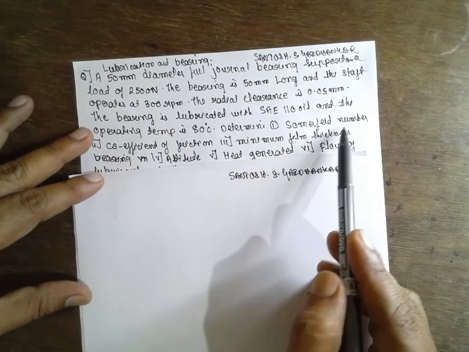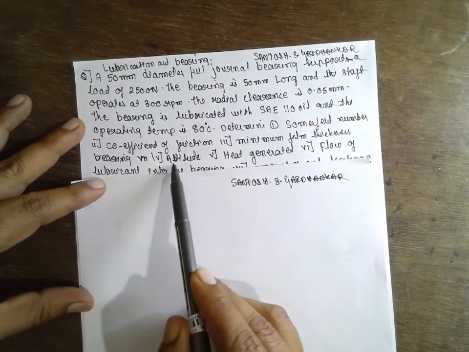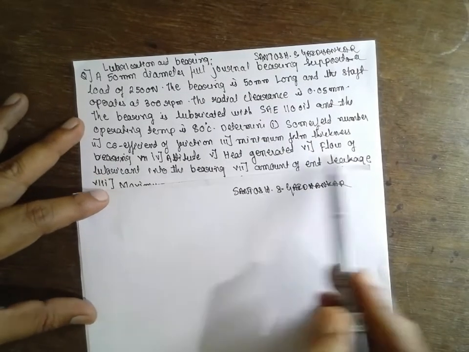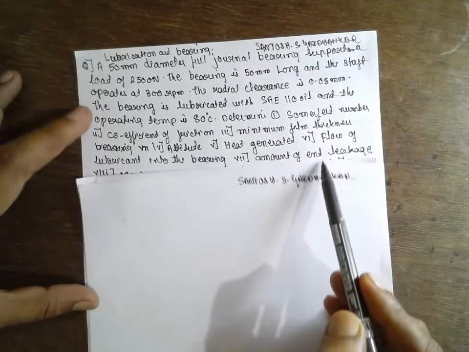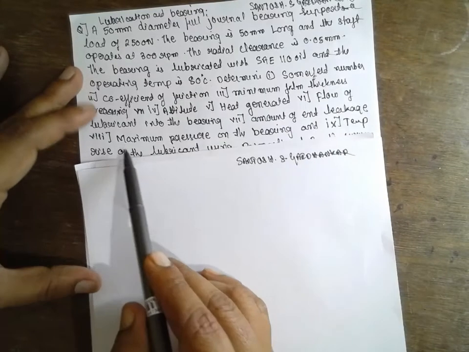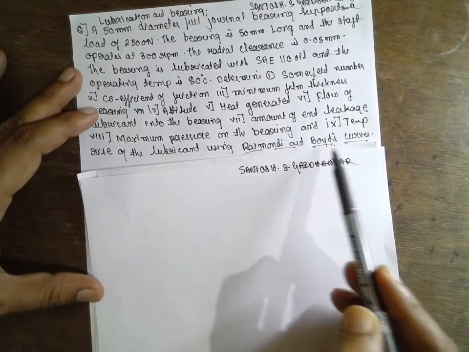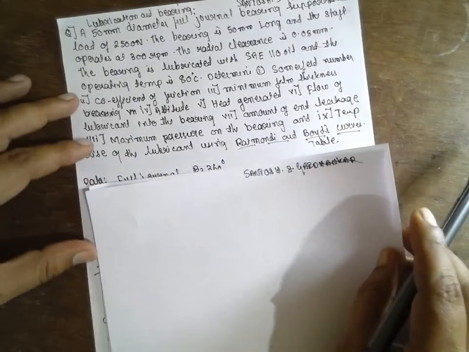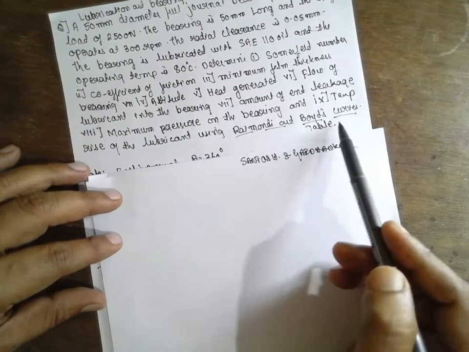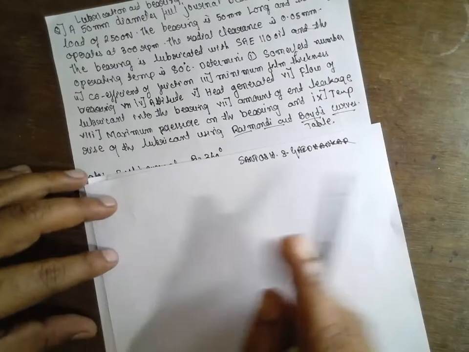Determine the Sommerfeld number, the coefficient of friction, the minimum film thickness, attitude, heat generated, flow of the lubricant into the bearing, amount of end leakage, maximum pressure on the bearing, and temperature rise of the lubricant using Raimondi and Boyd's curves. Instead of using only Raimondi and Boyd's, I will use both the formula as well as the graphical method.